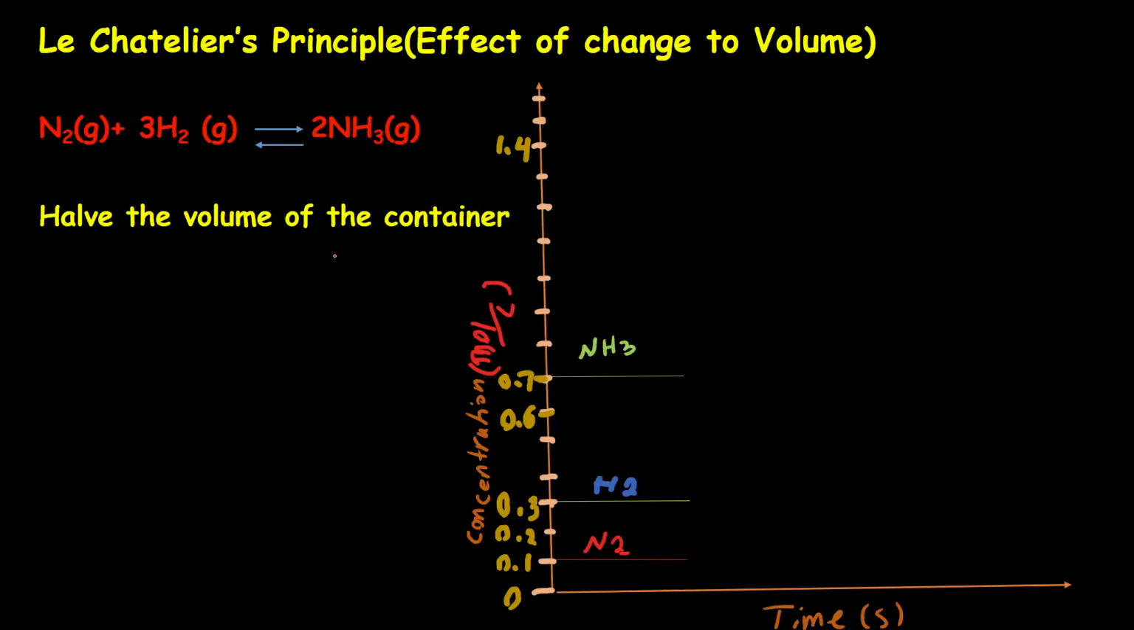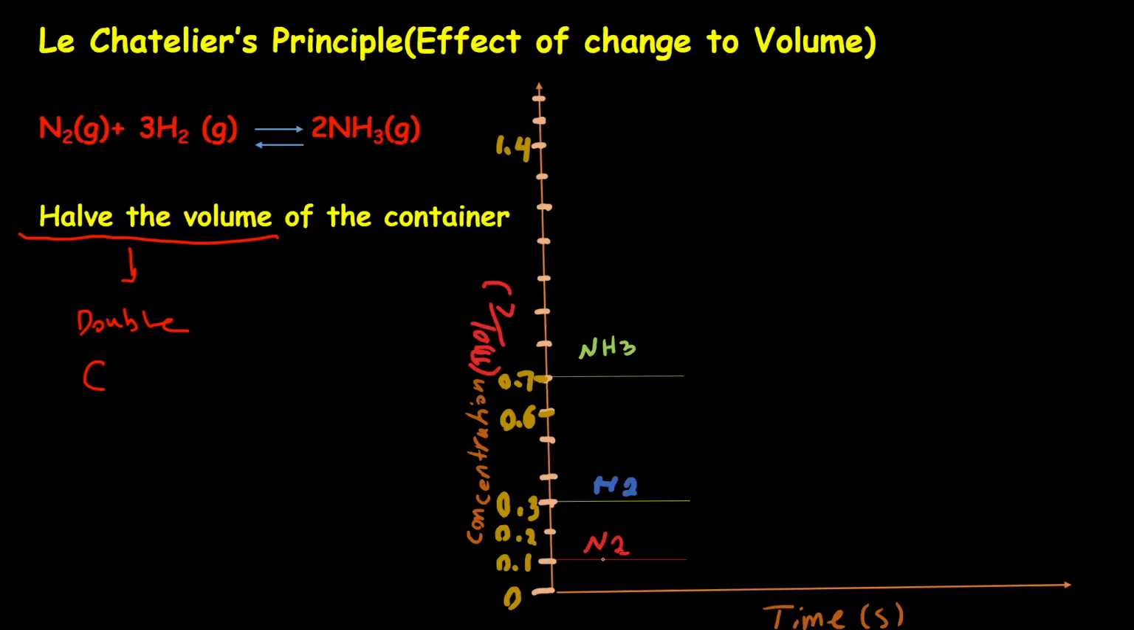Let's see what happens. If we halve the volume of the container, we still have the same number of molecules, but in a smaller volume, half the volume. So it means actually the partial pressure or the concentration doubled. So by halving the volume, I can say we double the concentration of all gases involved. So we need in our diagram to increase the concentration of all gases, and it's a sharp change.